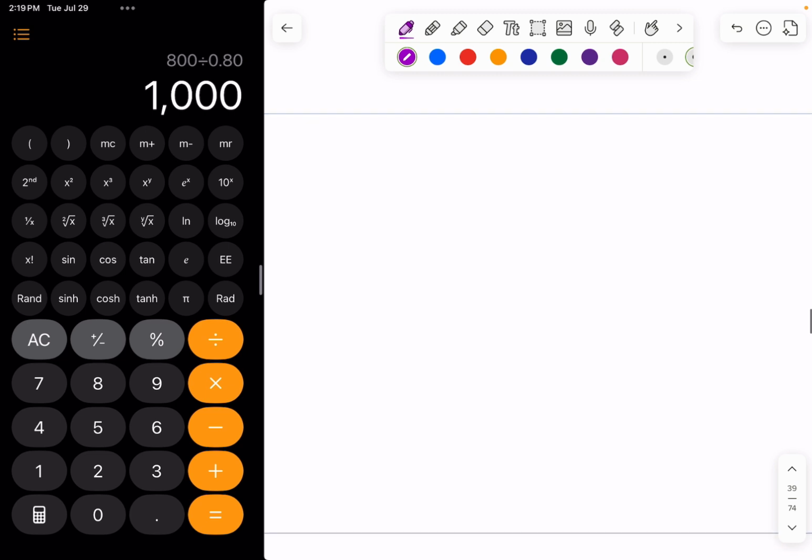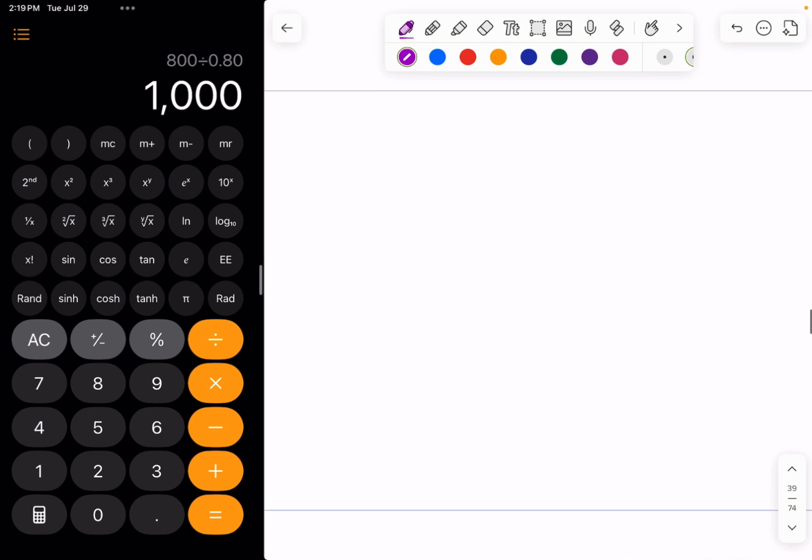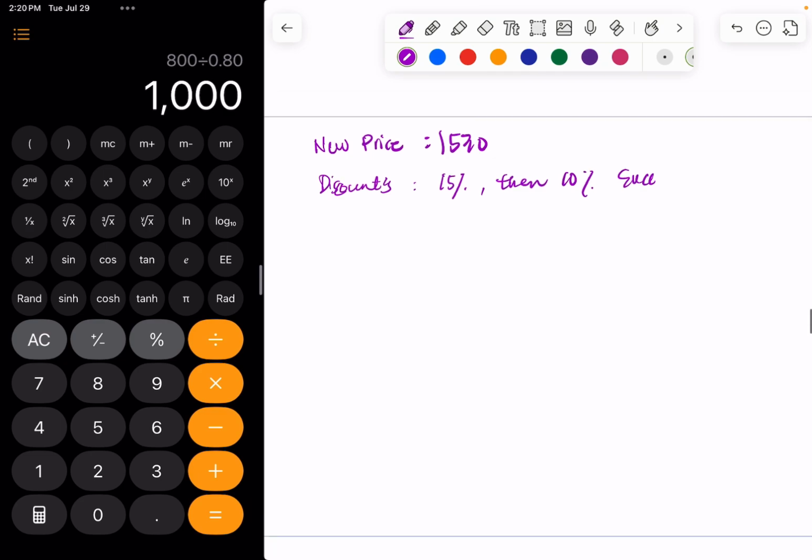Okay, let's have this for example. You know the new price is 1,530 pesos. Ganahan ka ibalik sa original price, which is 2,000. So what if wala ka kabalo nga 2,000? But you know nga ang discounts applied are 15% and then 10% successive discounts.